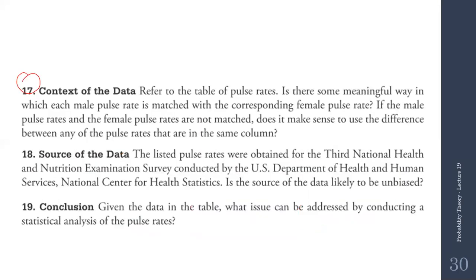The next question says, source of data. The listed pulse rates were obtained from the Third National Health and Nutrition Examination Survey conducted by the U.S. Department of Health and Human Services. Is this source of the data likely to be unbiased?